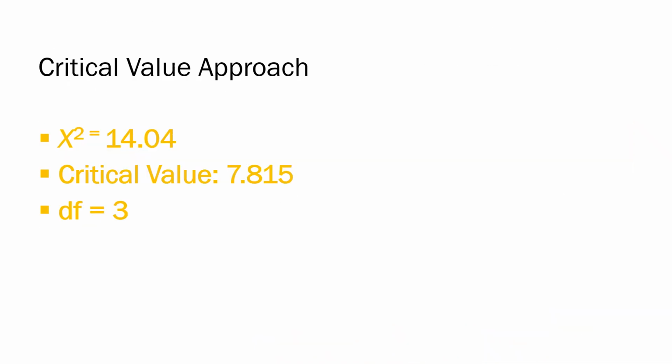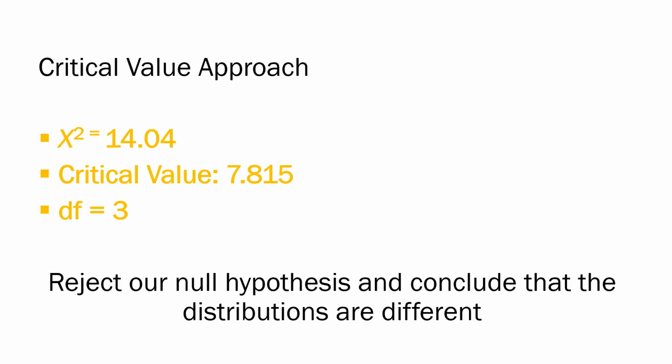Okay, so now let's make a decision about this chi-square. We have a DF of 3, and we have a chi-square of 14.04, and of course, this is 0.05. So if you intersect your DF of 3 and your alpha of 0.05, you will find a critical value of 7.815. And so now you need to make a decision.